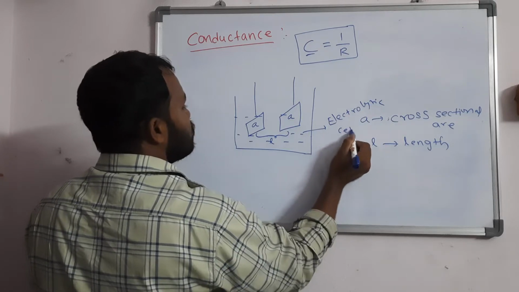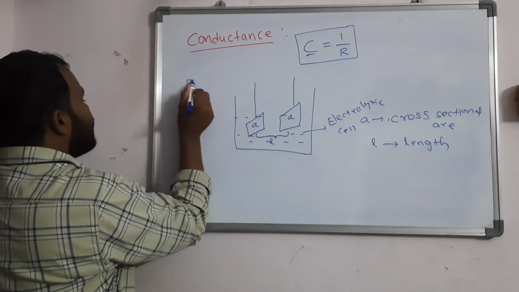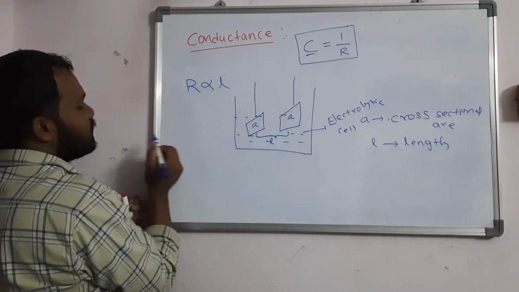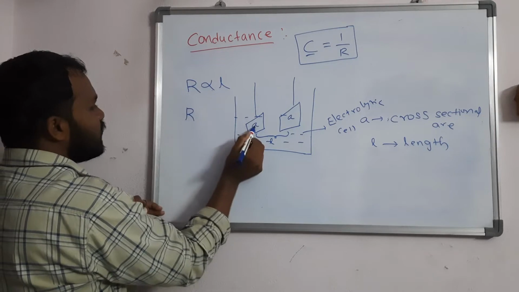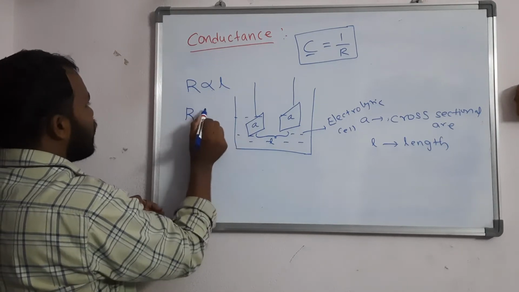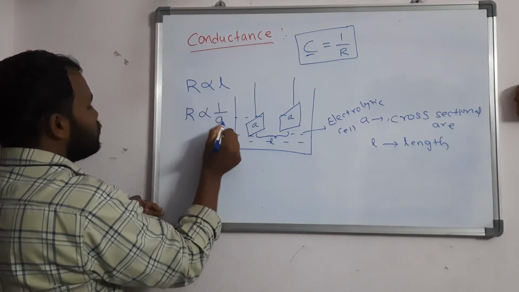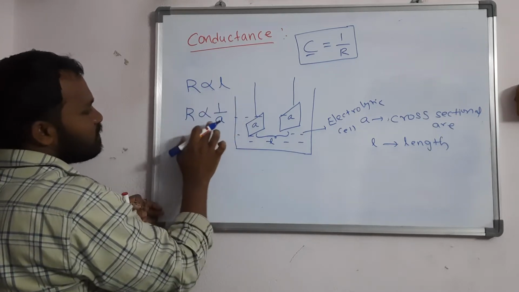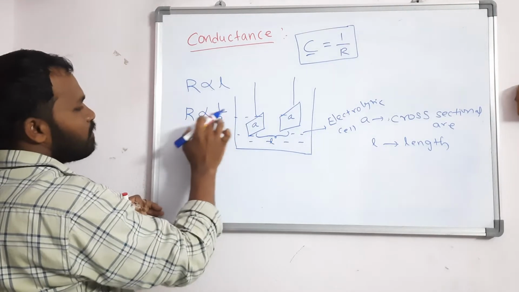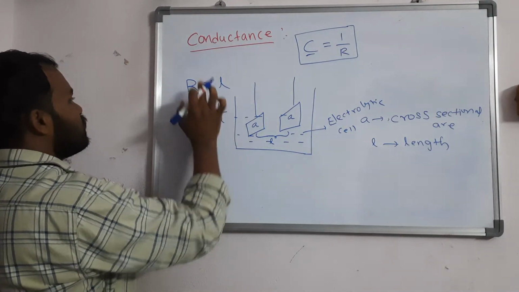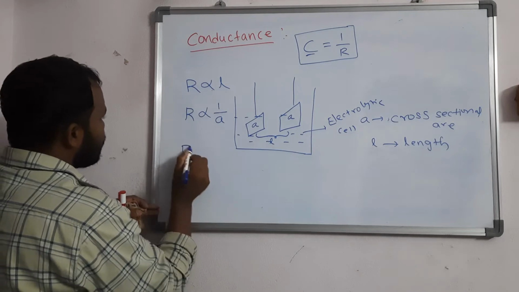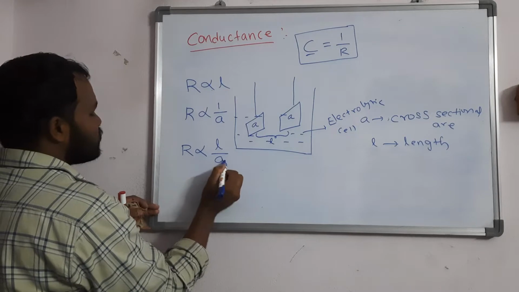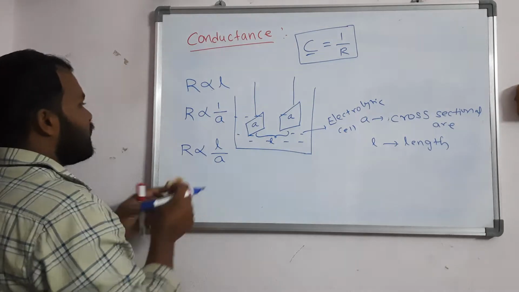Let us say R is directly proportional to length. So resistance is directly proportional to length and inversely proportional to the area of cross section, R is inversely proportional to A, that is, directly proportional to 1 by A. By combining these two, you will get R is directly proportional to L by A. This is the relation you will get.